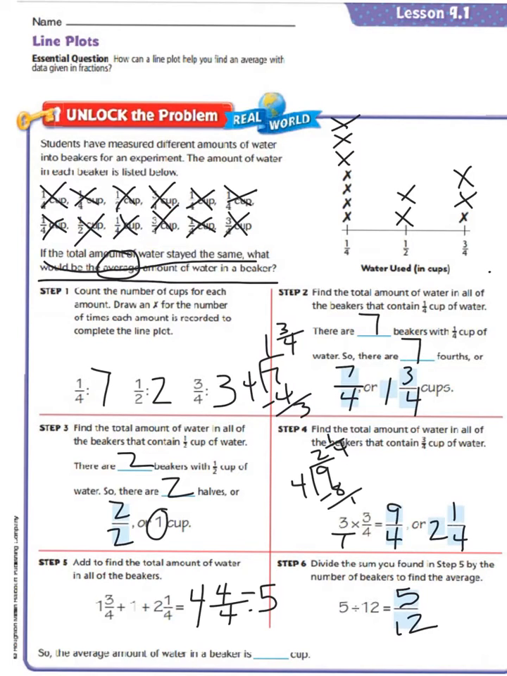And you know that you can do that by taking the inverse operation. So it'd be 5/1 times 1/12. 5 times 1 is 5. 1 times 12 is 12.